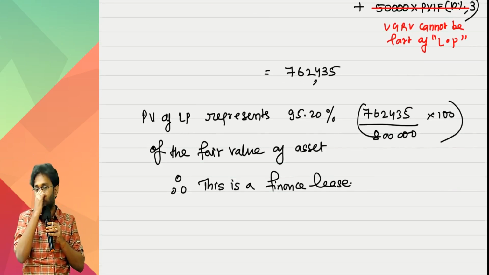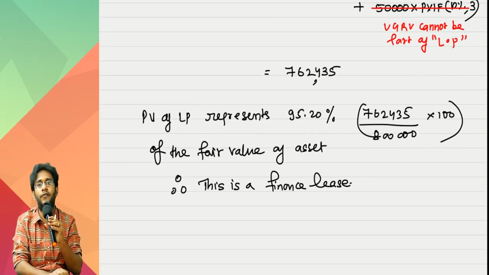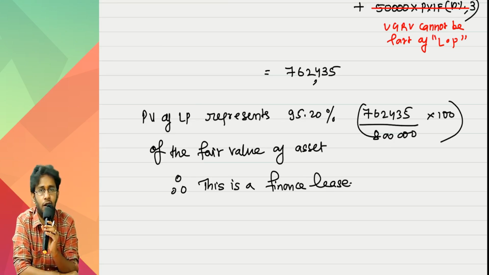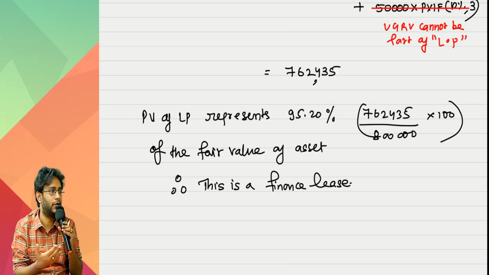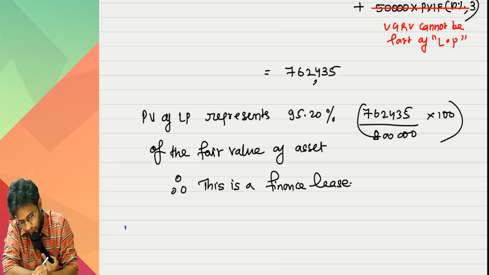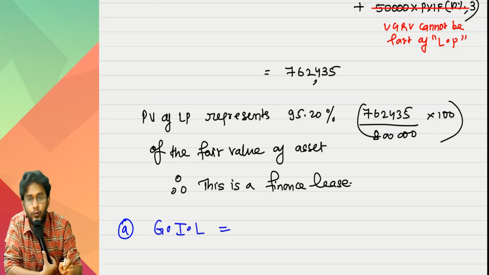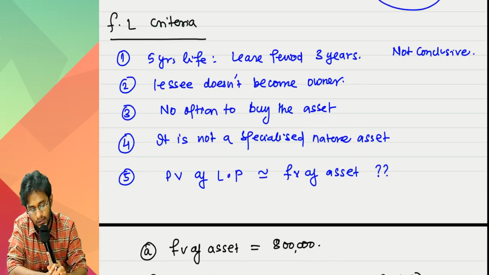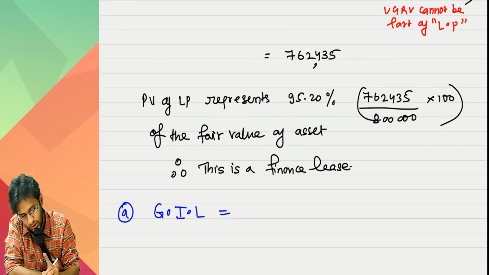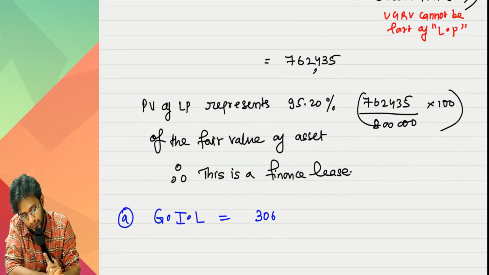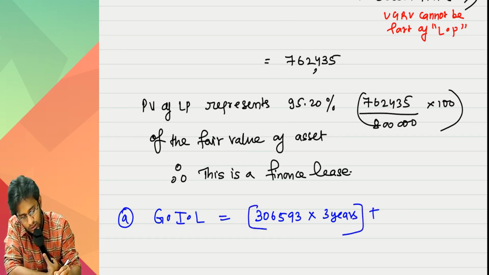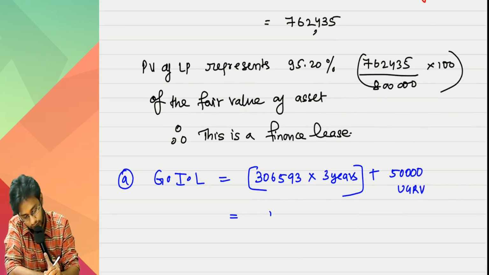Next, he asked you for unearned finance income. The formula for unearned finance income is GIL minus NIL. So first work out GIL and NIL, take the difference. Over. GIL is equal to, without discounting, directly adding all the lease cash flows: 306,593 into 3 years plus UGRV, 50,000. How much did that come to? 969,779.